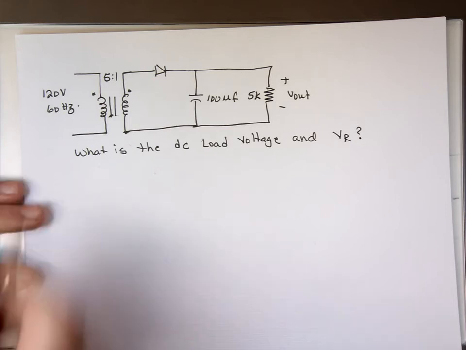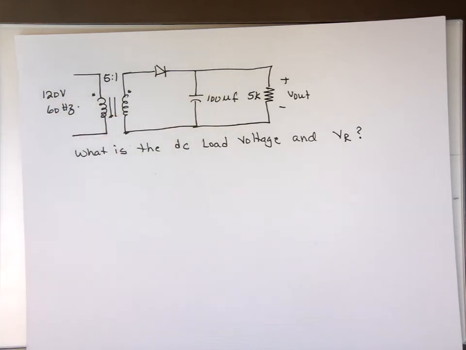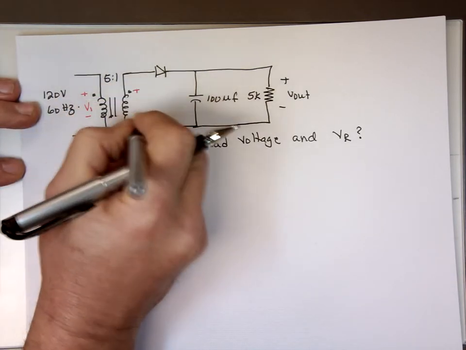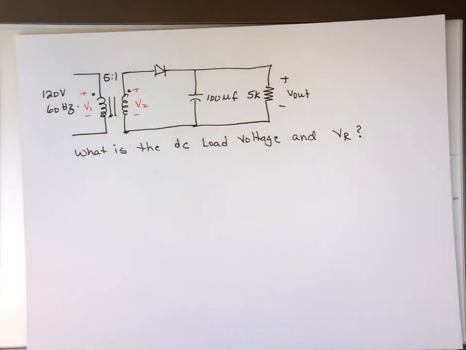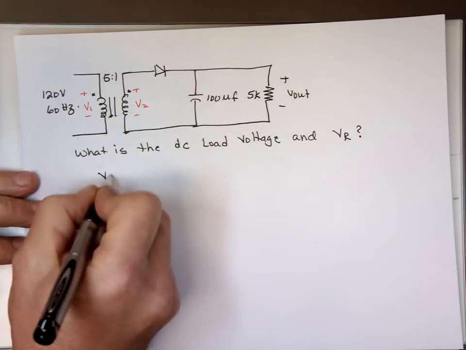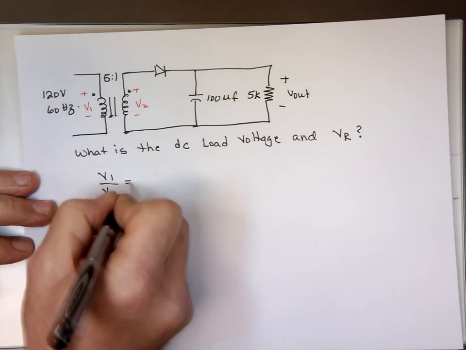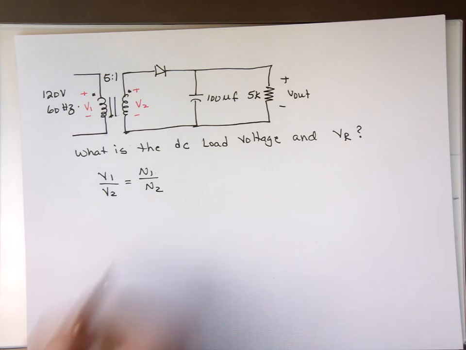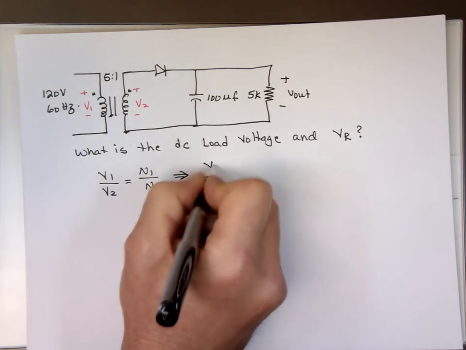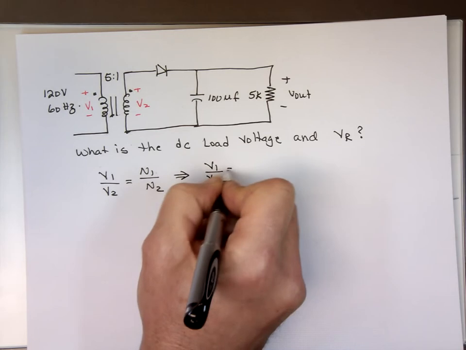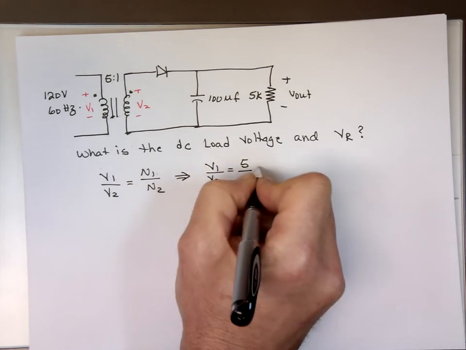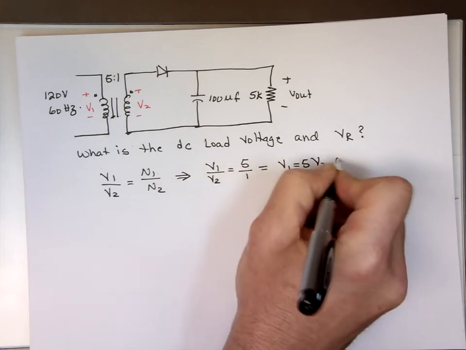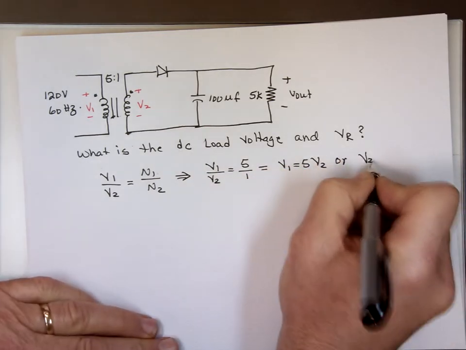So from the transformer, we'll call this voltage here V1. I will call this V2. The ratio of V1 to V2 is equal to N1 to N2. So V1 to V2 equals 5 to 1, which means V1 equals 5 V2, or V2 equals V1 over 5.